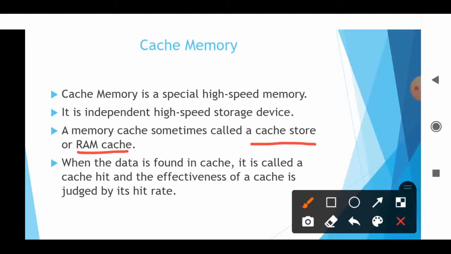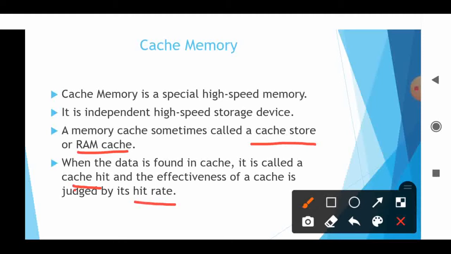We can use this cache memory for high speed. When the data is found in cache, it is called as a cache hit. And the effectiveness of cache is judged by its hit rate.